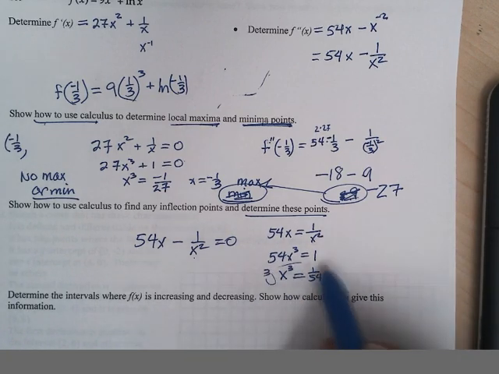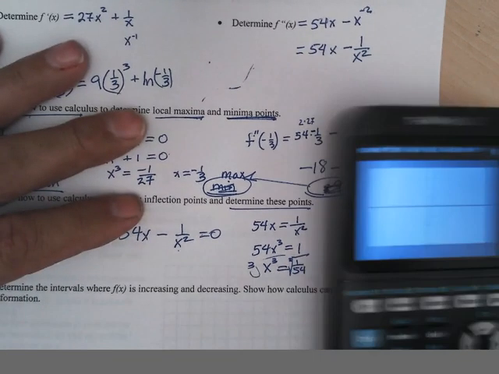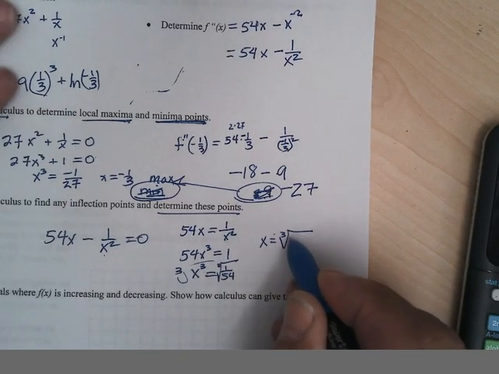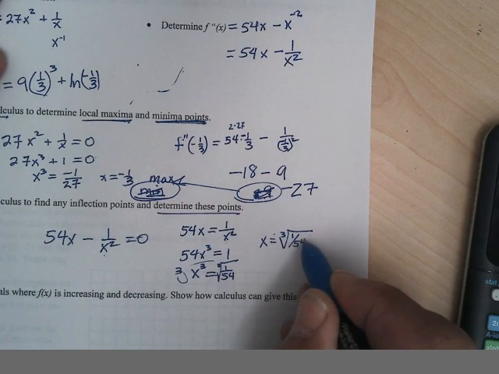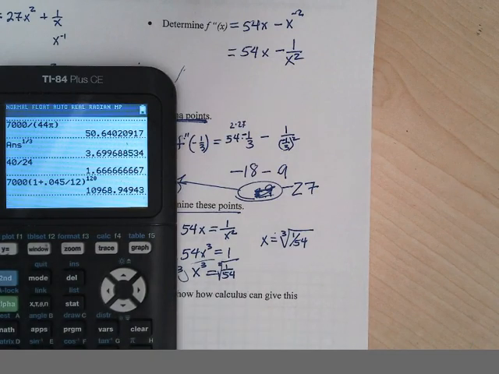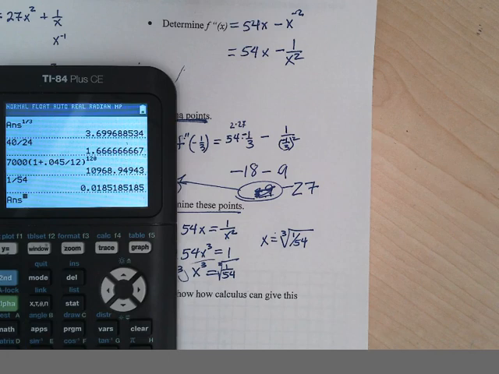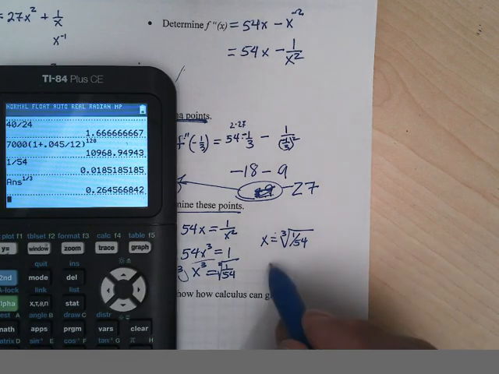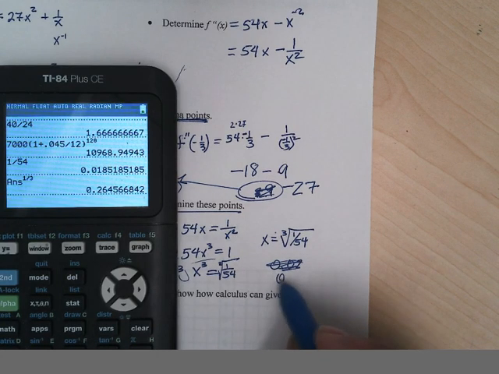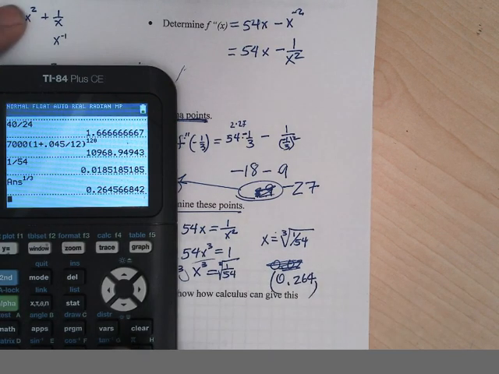and then take the cube root, I get x is equal to the cube root of 1/54, which is 1 divided by 54 to the 1/3, about 0.264, and then I would have to put that into the original function.